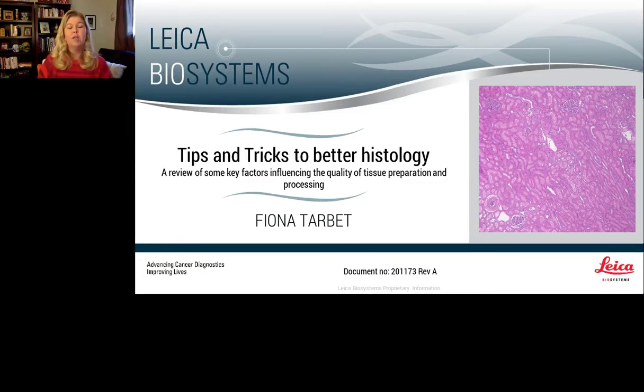Hello, everyone, and welcome to part one of our two-part series, Tips and Tricks to Better Histology in Tissue-Based Research, a review of key factors influencing tissue preparation and processing.